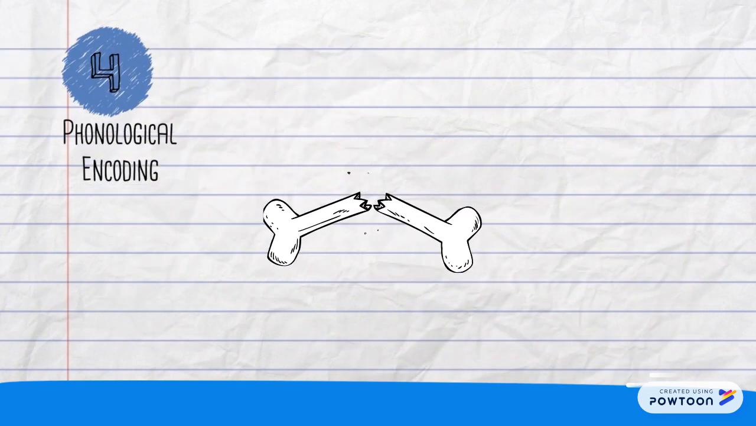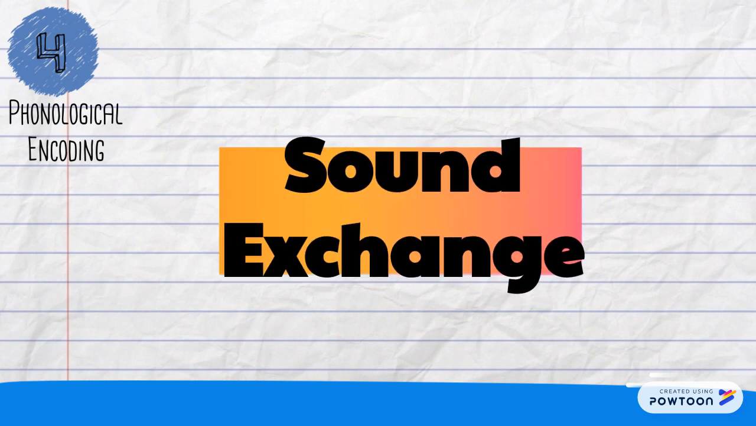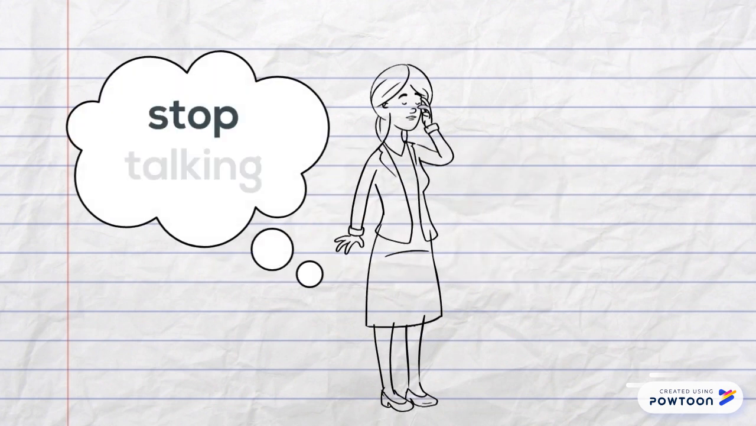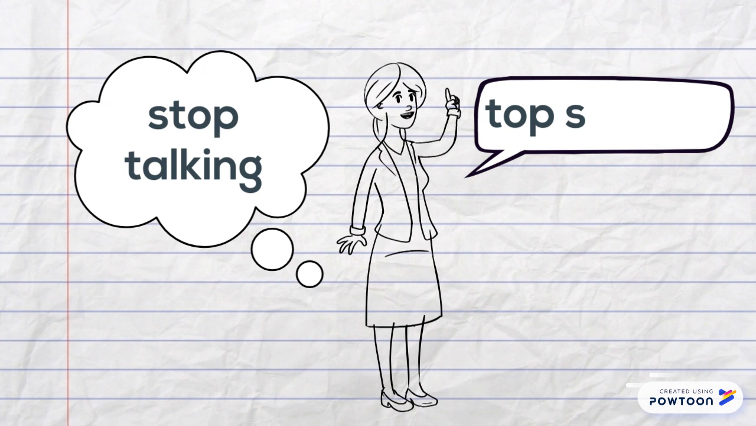The fourth stage, phonological encoding, is when the speaker plans which sounds to say. If a breakdown occurs at this stage, a speech error called sound exchange may occur. A sound exchange is when the corresponding sounds from 2 words get switched. For example, attempting to say stop talking, but instead producing top stalking.